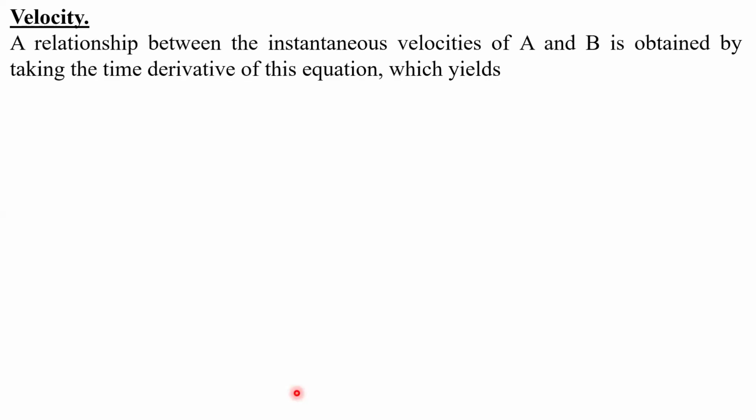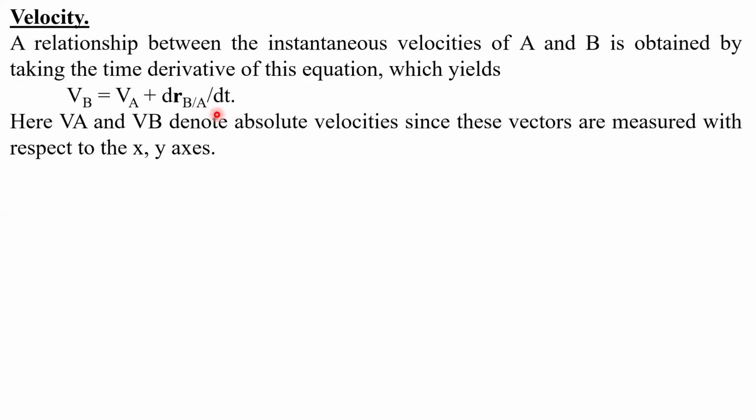Velocity. We know that velocity is the time rate of change of displacement. So a relationship between the instantaneous velocities of A and B is obtained by taking the time derivative of this equation, which yields that VB is equal to VA plus d dt of RB slash A.